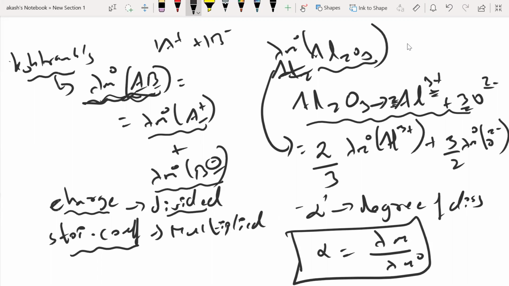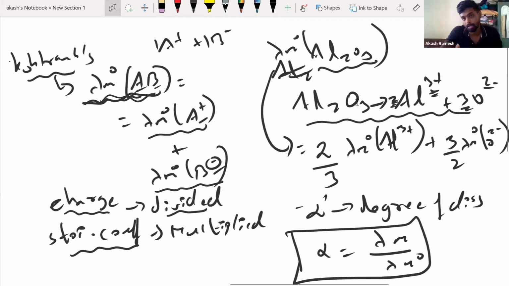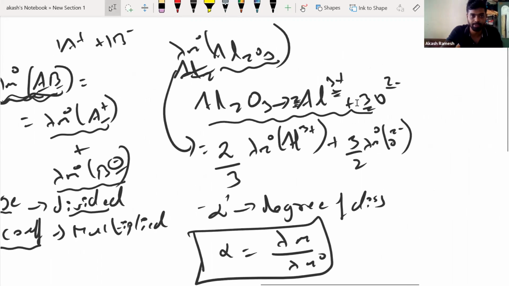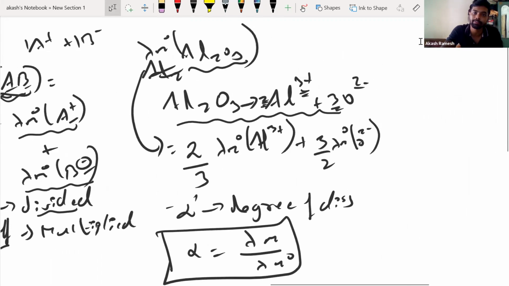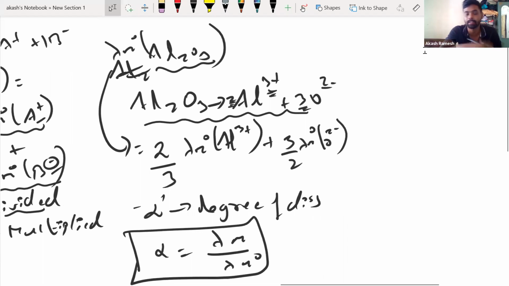One doubt, sir. Yeah, tell me. Lambda M naught of Al3+ will be given in the question, sir, to first substitute and find out? Something like that. We solved some problems, if you can remember. How they will give is, they will give, say, 3-4 electrolytes' lambda M values. Then you have to expand it and write it like this, like how we wrote it here. Okay, you will know the overall value.